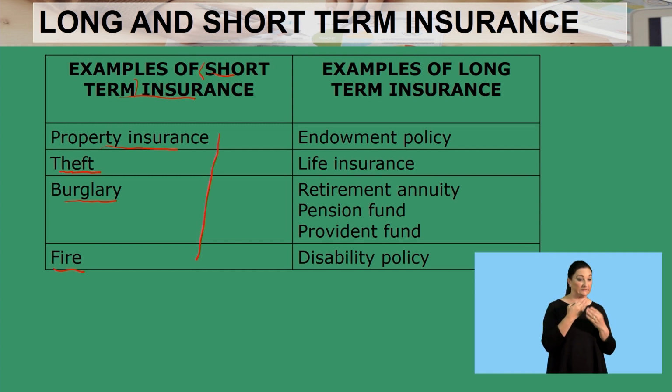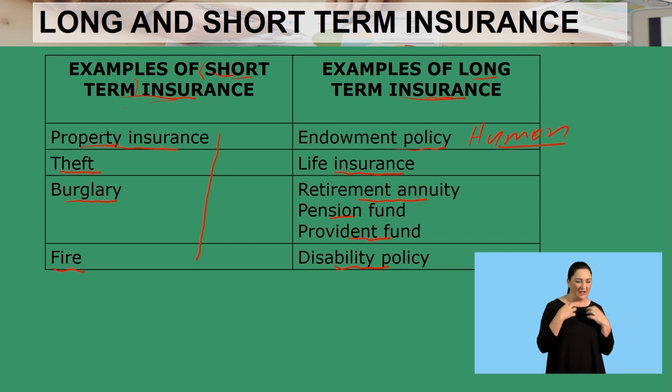But when you look into examples of long-term insurance, you'd realize that we are talking about endowment policy here, life insurance, retirement annuity, pension fund or provident fund, and also disability policy. So all your long-term insurance would be applicable mainly on human life. They relate to humans.